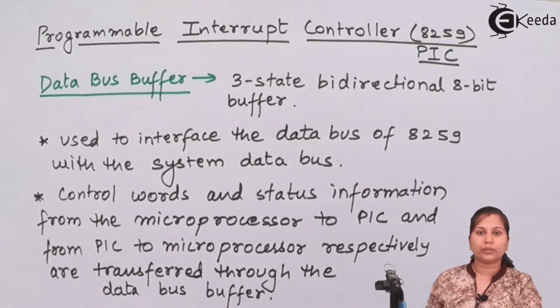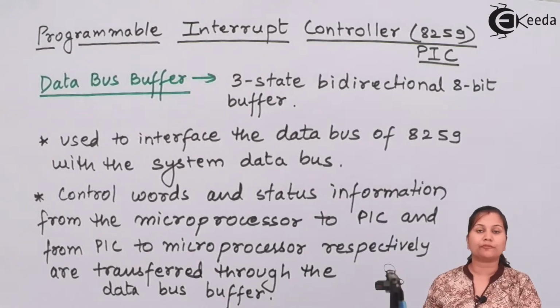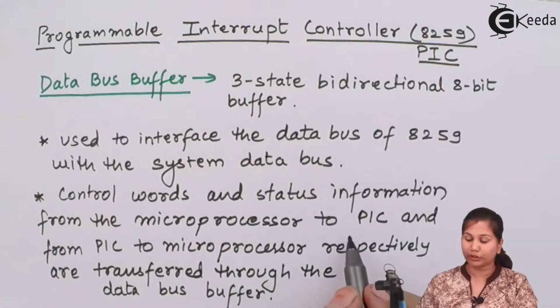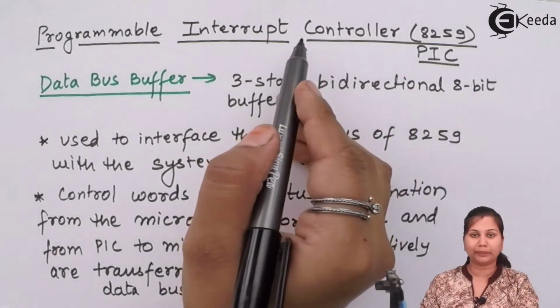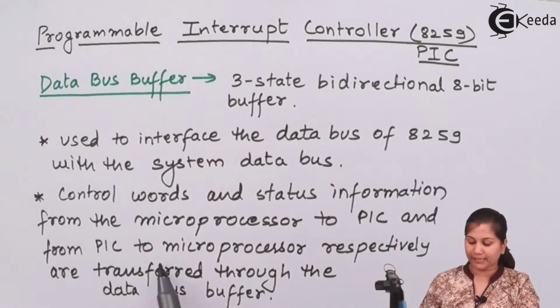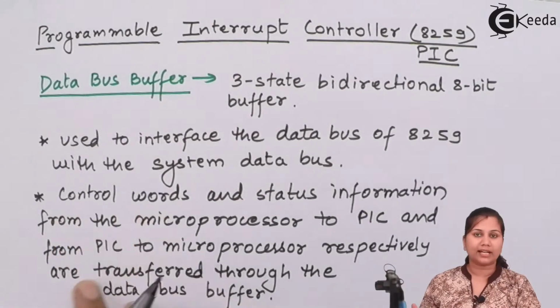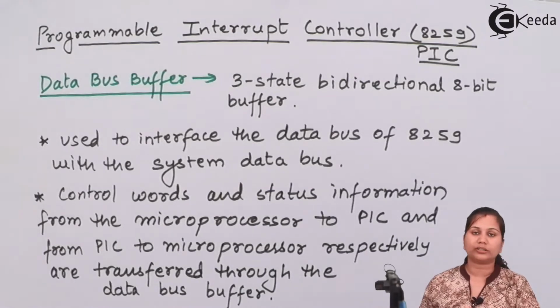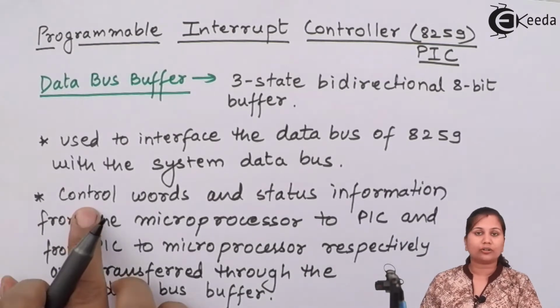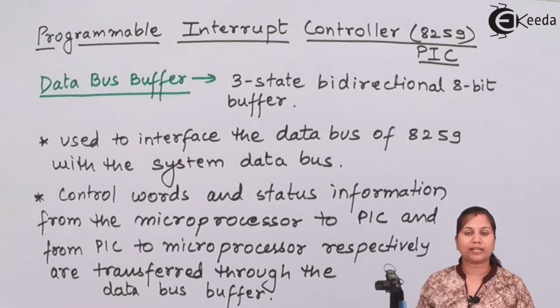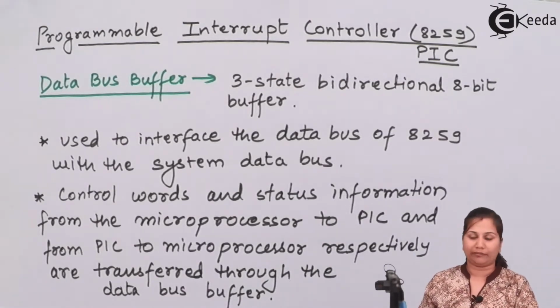So the control words and the status information from the microprocessor to the programmable interrupt controller PIC, and from the PIC to the microprocessor, are transferred through the data bus buffer. Control words are the command words, which decide in which mode the 8259 is working. Those modes are decided by the control words or command words. So these control words are provided by the microprocessor to the 8259.